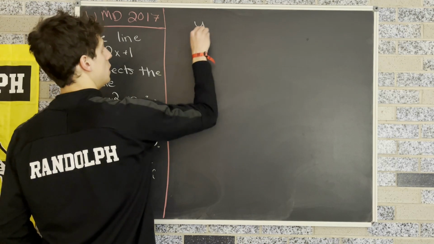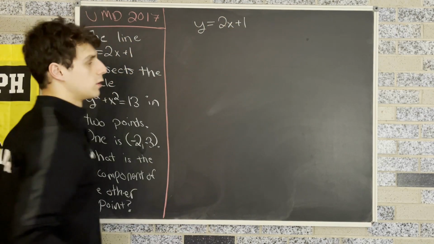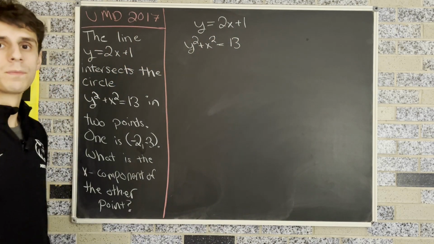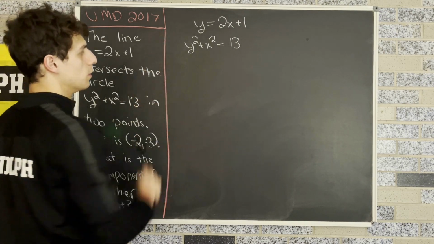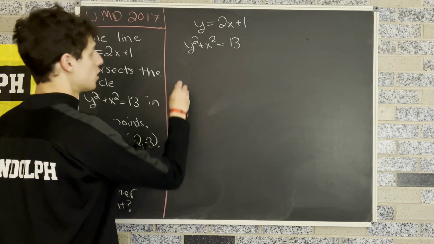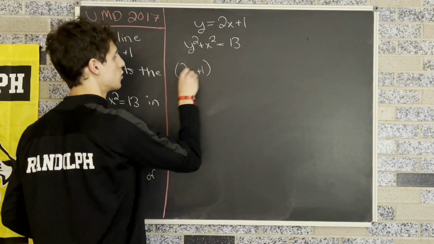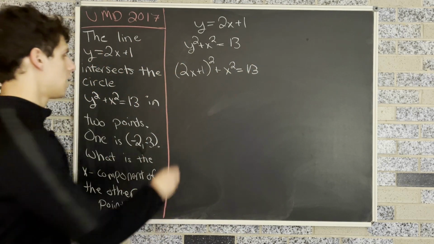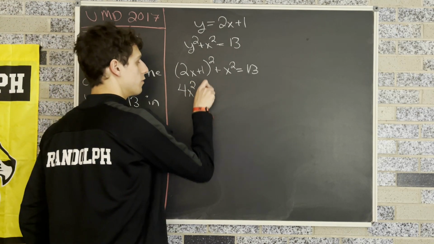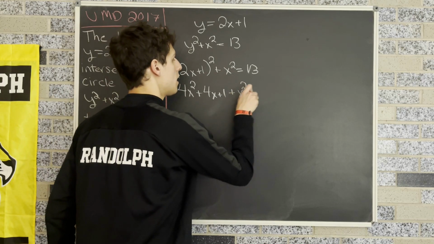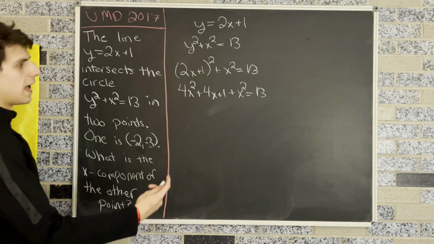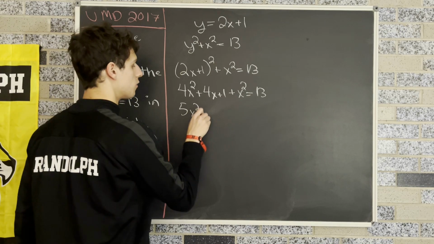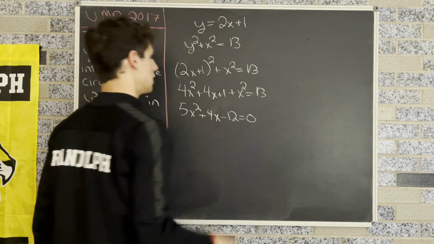First, we know that our two equations in this system of equations are y equals 2x plus 1 and y squared plus x squared equals 13. So what we can do pretty immediately is substitute this equation in for y in the second equation. That gives us (2x plus 1) all squared plus x squared is equal to 13. Now expanding this, we get 4x squared plus 4x plus 1 plus x squared is equal to 13. Simplifying and moving the 13 across, we get 5x squared plus 4x minus 12, and that's all equal to 0.